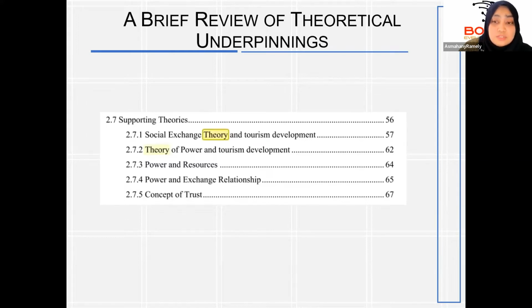Okay, so in our thesis, especially in my thesis, the section part, I put it in section 2.7, under supporting theories. In my study, I use the combination or the integration of social action theory, theory of power, and also concept of trust. So as we can see here, the integration of two theories and one model. There are reasons why I integrate these theories. It is not because I'm happy to do that, but literature asked me to do so.